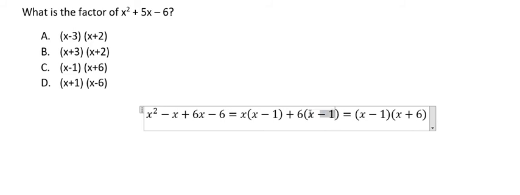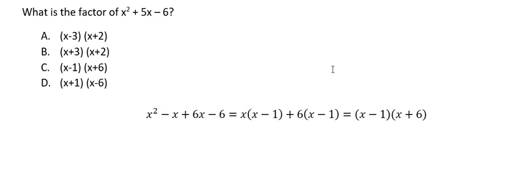Because we have s minus 1 in the same place, that's why we can factor like this: s minus 1 times s plus 6. And the answer to the question is C.